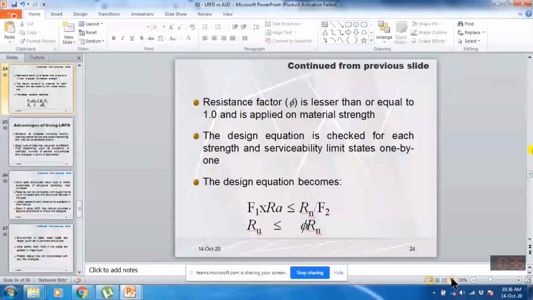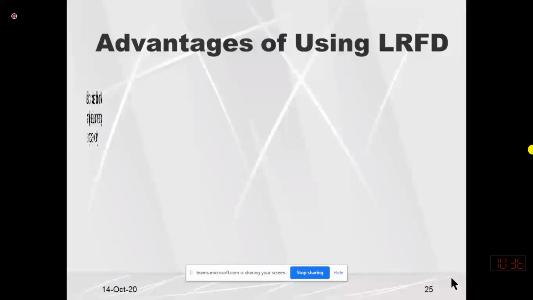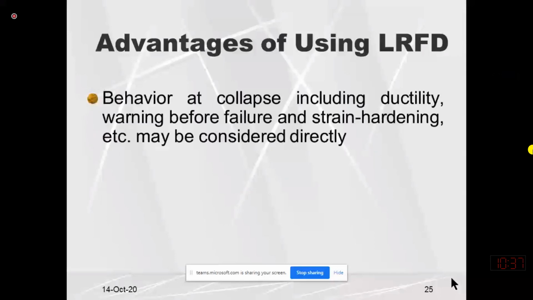So the advantages of using LRFD: behavior at collapse, including ductility, warning before failure and strain hardening may be considered directly. If you have the stress strain curve of steel, just imagine. In ASD, we just consider 60% of the yield value as the maximum strength. Actually, it means that the structure will fail when the stress is equal to 60% of yield. But actually, the structure will not fail, because this is the design allowable strength. Even though we are overloading the structure, the stress may be 70% of Fy, so we are still in the elastic range.